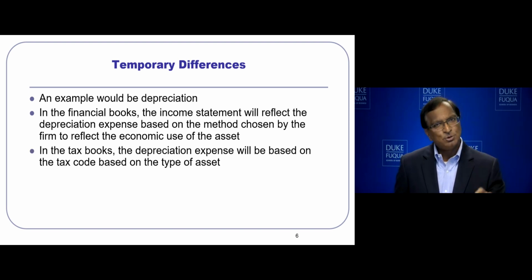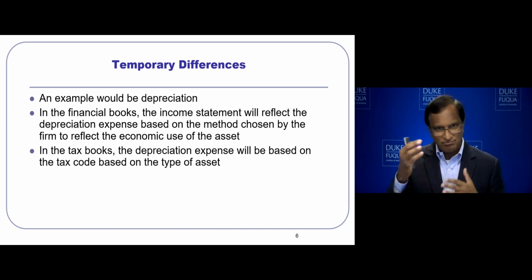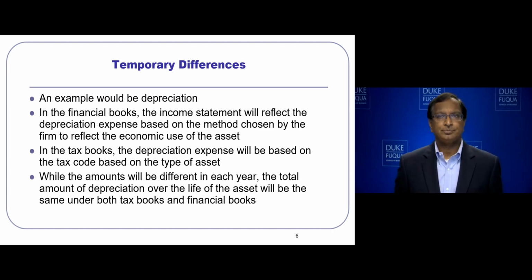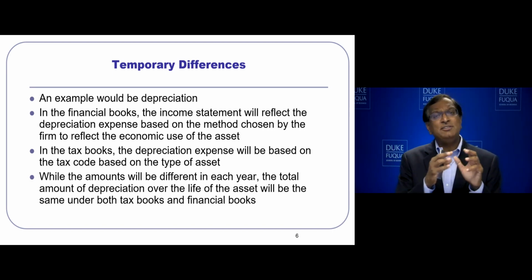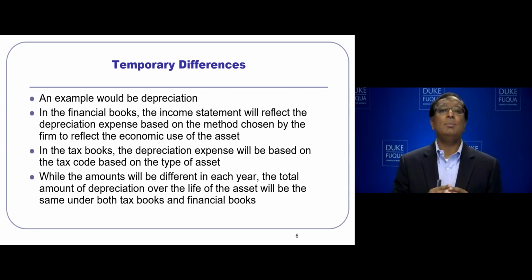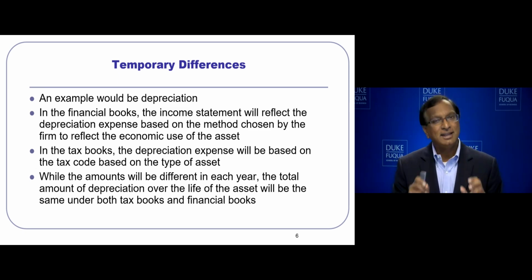In the tax books, however, the depreciation expense will be based on the tax code depending on the type of the asset, and the tax code will specify how much depreciation for each year. While the amounts may be different each year, the total amount of depreciation over the life of the asset will be exactly the same in both tax books and financial statements. That's why these are called temporary differences.